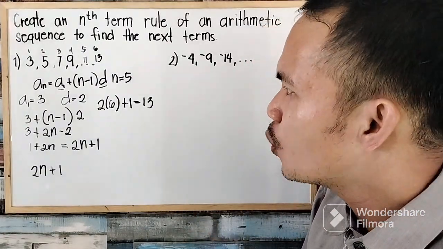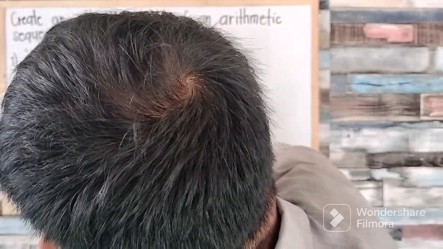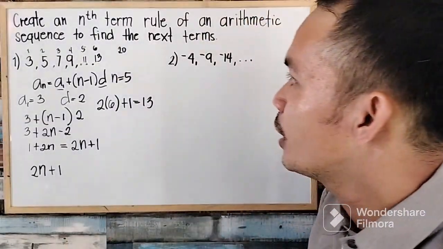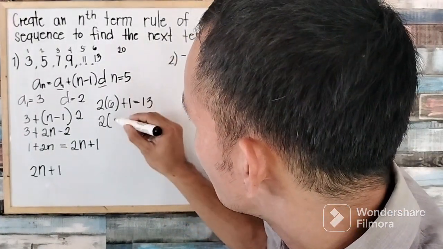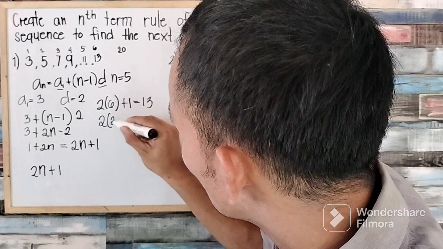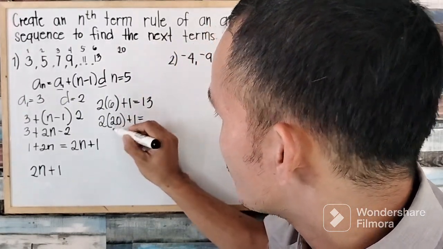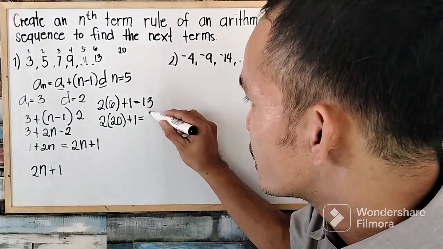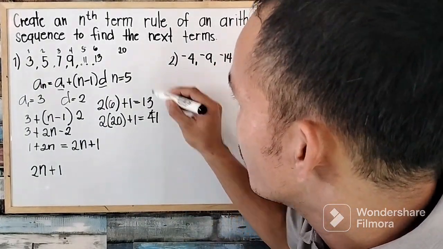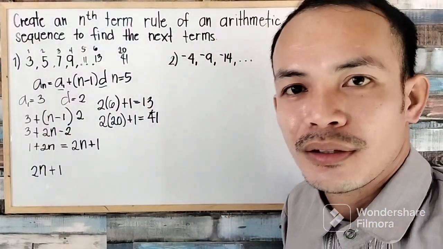Let's say, for example, if you want to find the 20th term, okay? So, ganun lang yung gagawin mo. 2 times, instead of writing n, ilalagay mo yung 20, plus 1 is equal to, so 2 times 20 is 40, right? Plus 1, that is 41. So, the 20th term is equal to 41.